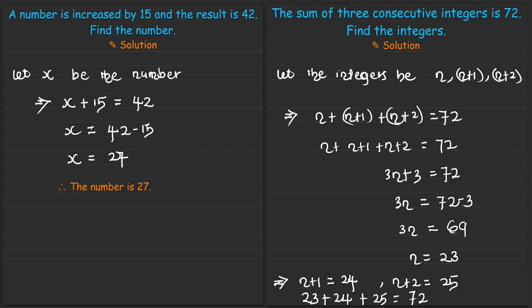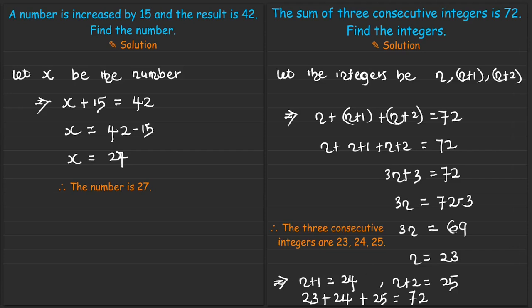So if you have to check, you realize that 23 plus 24 plus 25 would give us what? 72. You see? So we can conclude by saying, therefore, the 3 consecutive integers are 23, 24, and 25. As simple as that. Isn't modeling very easy?